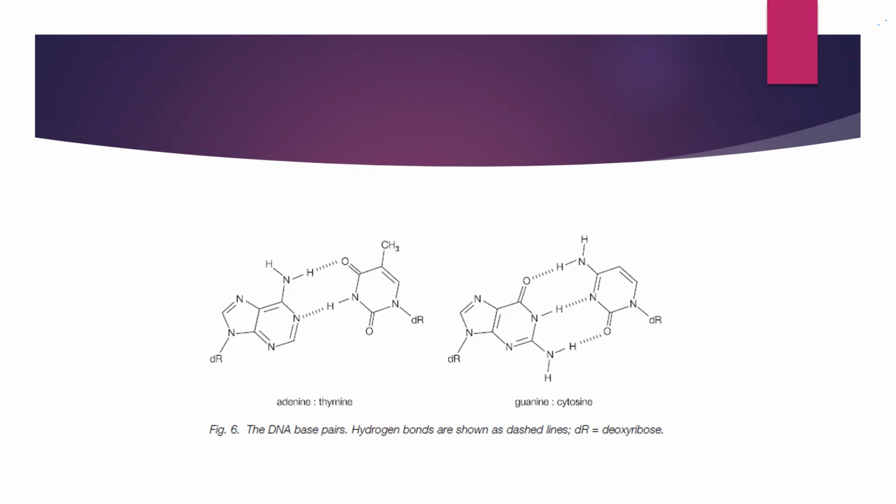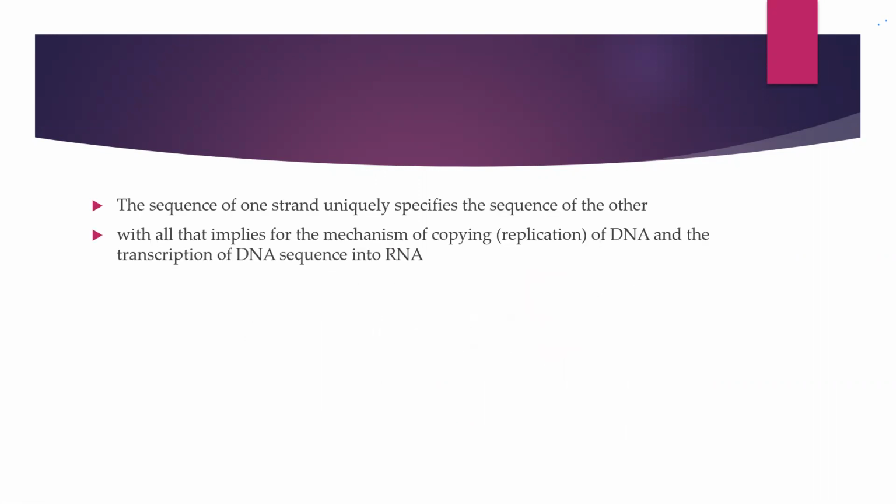That means the sequence of one strand can determine the sequence of the other strand. And the complementarity of these sequences of the strands is the basis on which mechanisms like DNA replication and transcription rely. The same information, the sequence of one strand specifies the sequence of the other strand. This forms the basis for the mechanism of DNA replication and transcription.